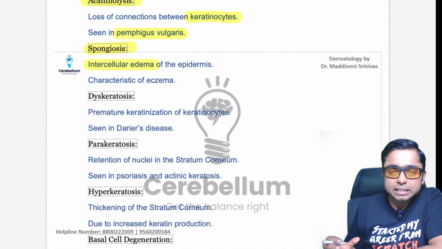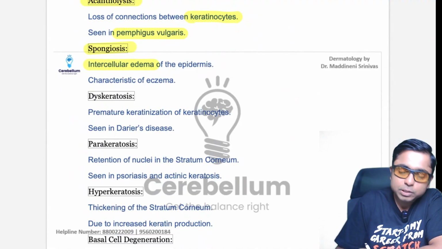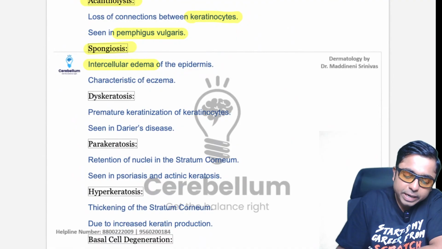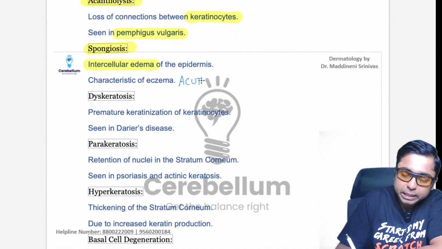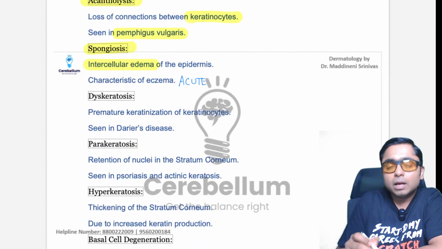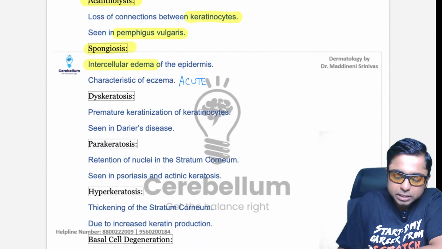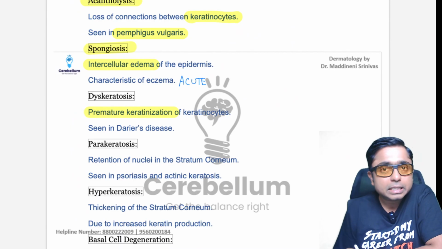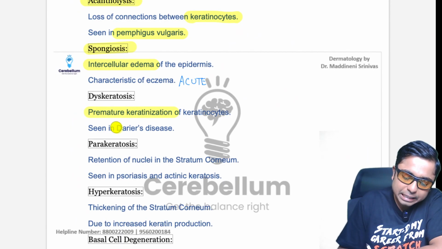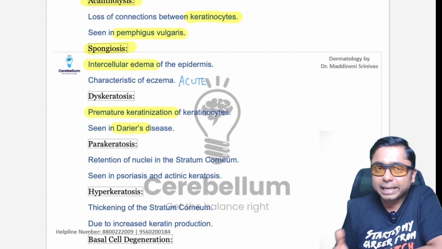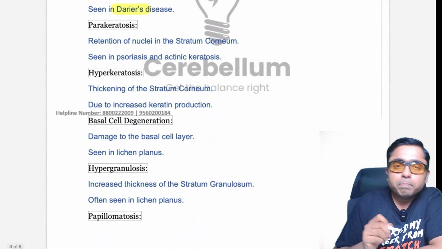So in between the cells, if there is fluid accumulation in the epidermis, we call it spongiosis, and this is very characteristically seen in eczema, and precisely acute eczema. Next term is dyskeratosis, which is premature keratinization of the keratinocytes, and it is seen in Darier disease, Hailey-Hailey disease. Next is parakeratosis.